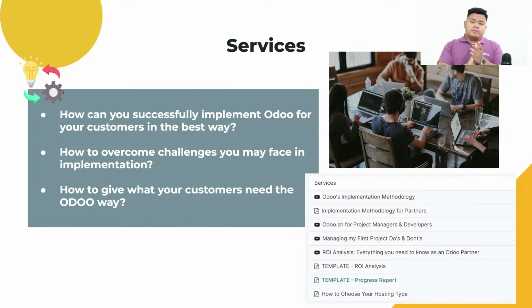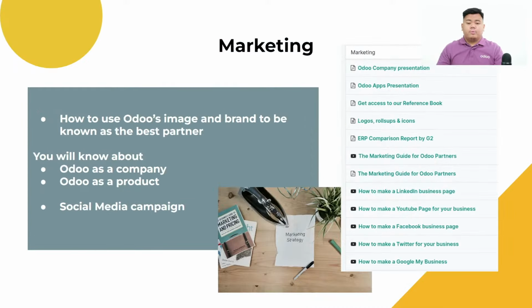Right. So these two first sections, the sales and the services, they're very important for you to be established as a good partner. Now, you should be able to know how to close your clients and how you can provide great service for your Odoo clients. But the key thing to be a consistently good partner is being able to do it over and over again. And that is what the next section is all about, which is our marketing section.